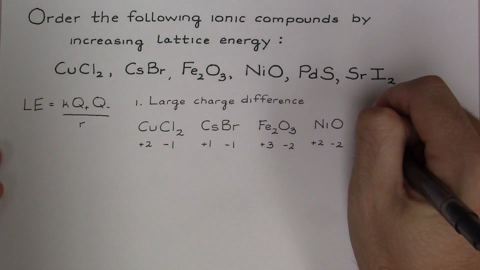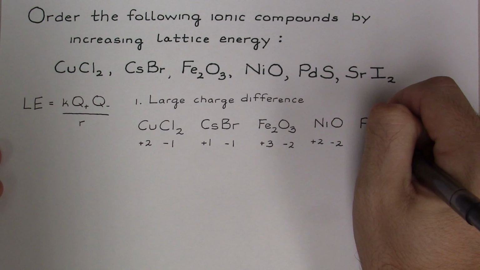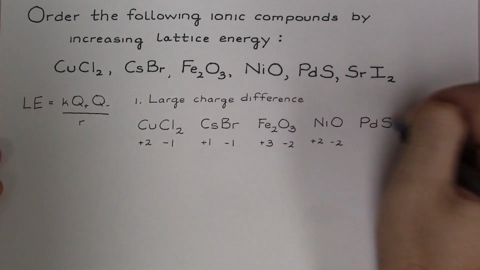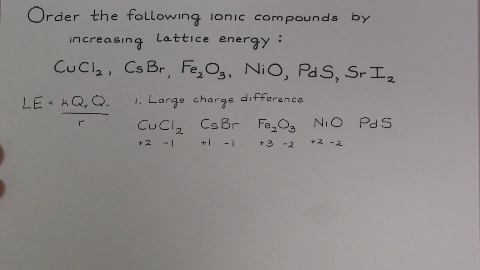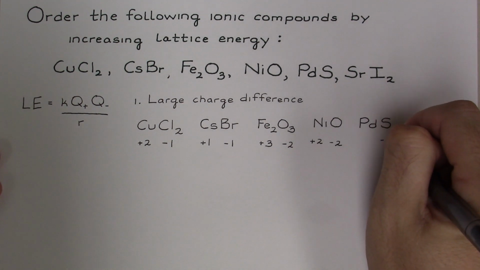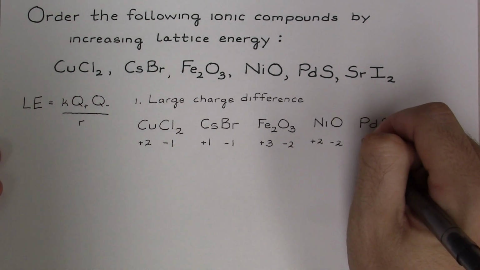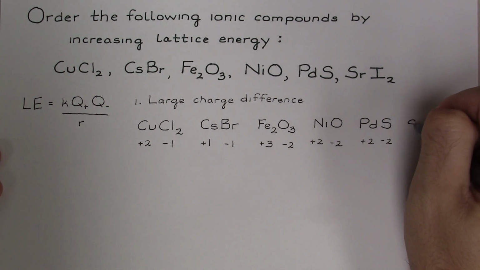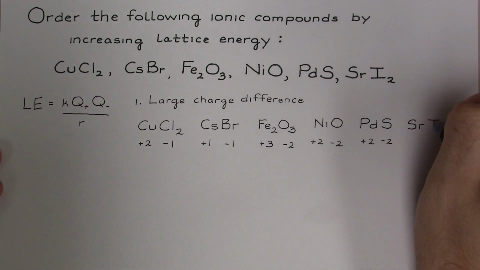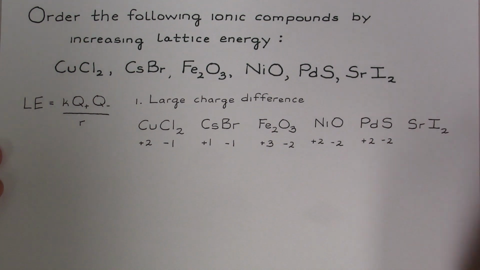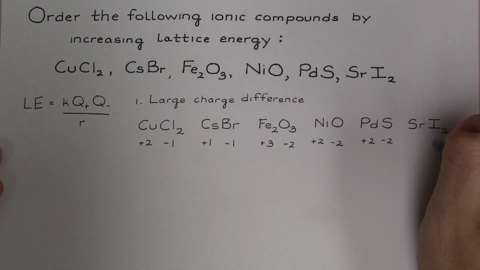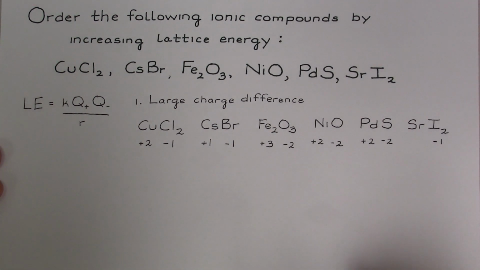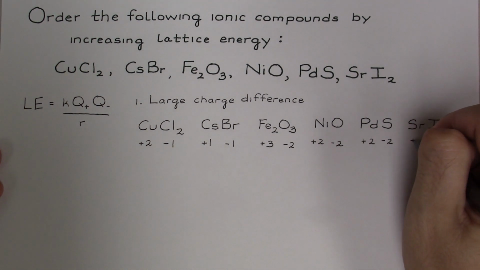Finally, we'll go to the palladium sulfide. Sulfur is in the same column as our oxygen, so it will be -2. Therefore, our palladium must be +2 as well. So our nickel oxide and our palladium sulfide have the same charge difference. Our last example, our strontium iodide. Iodide is in our halogen column. It is -1. There are two of them, so our strontium must be +2.